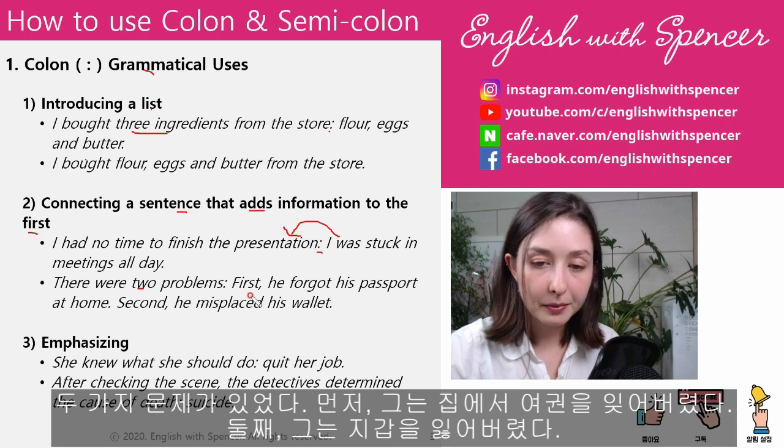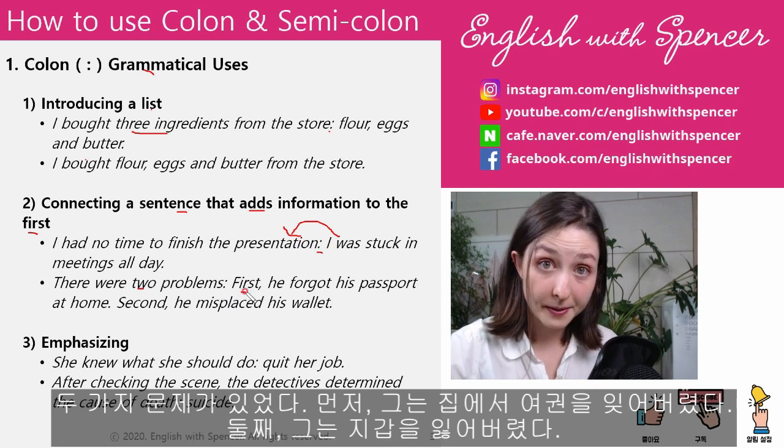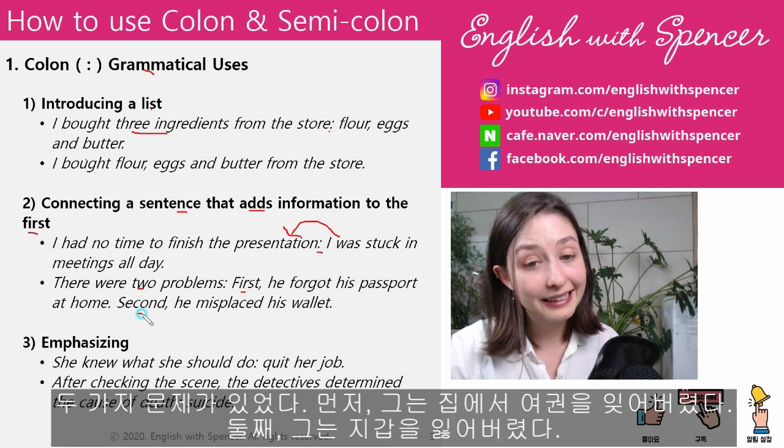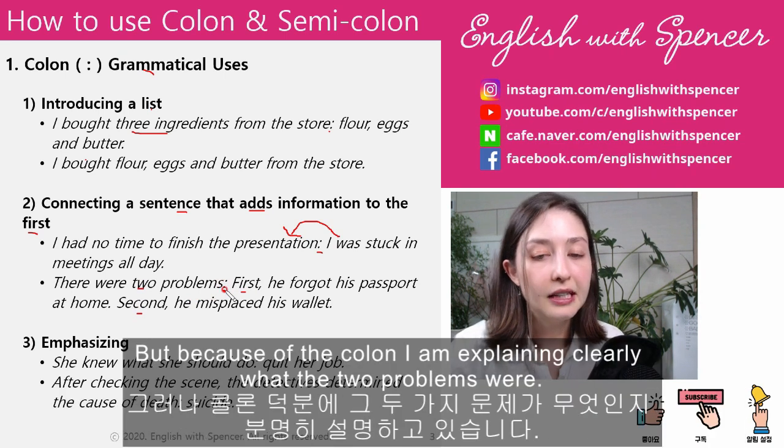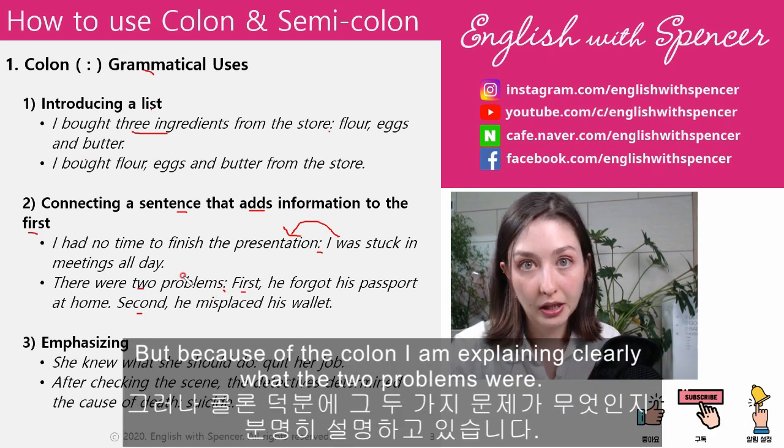There were two problems. First, he forgot his passport at home. Second, he misplaced his wallet. Again, this could be just a period instead of a colon. But because of the colon, I am explaining clearly what the two problems were.